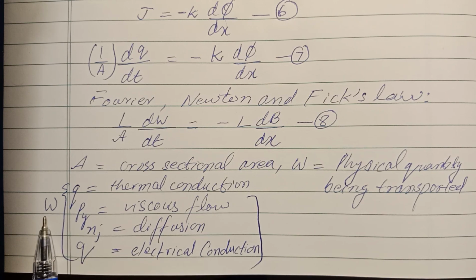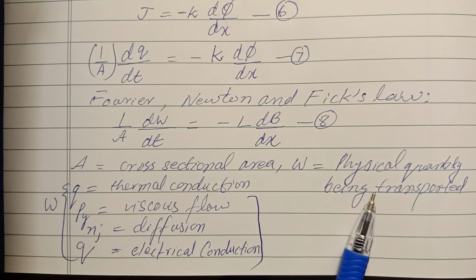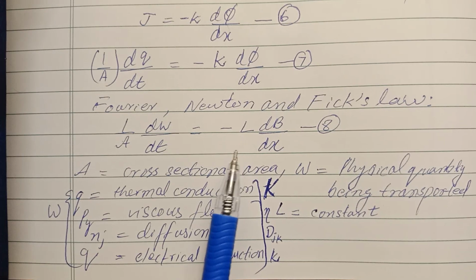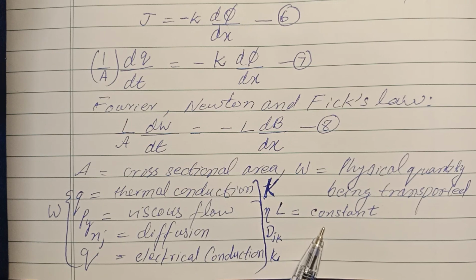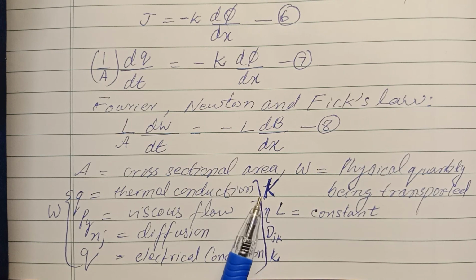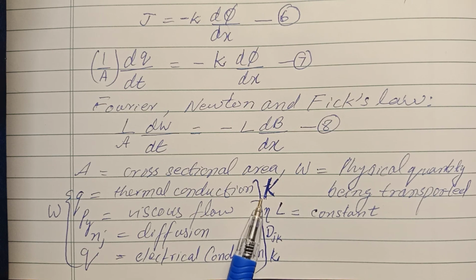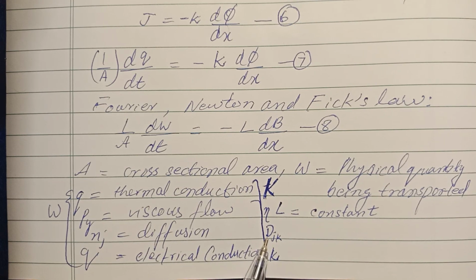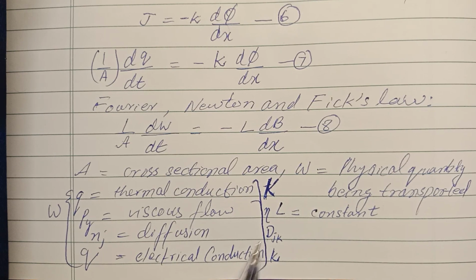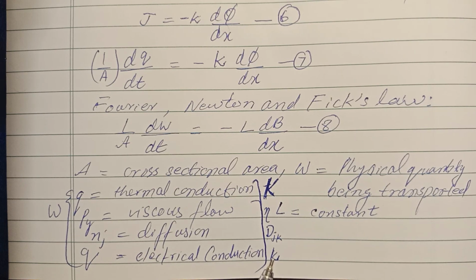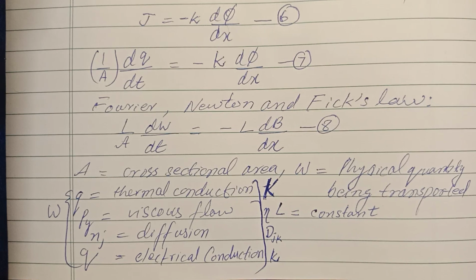So this W is any physical quantity that is being transported. L is a constant which can be K for thermal conduction, eta for viscosity or viscous flow, the diffusion coefficient for diffusion, and kappa for electrical conduction.